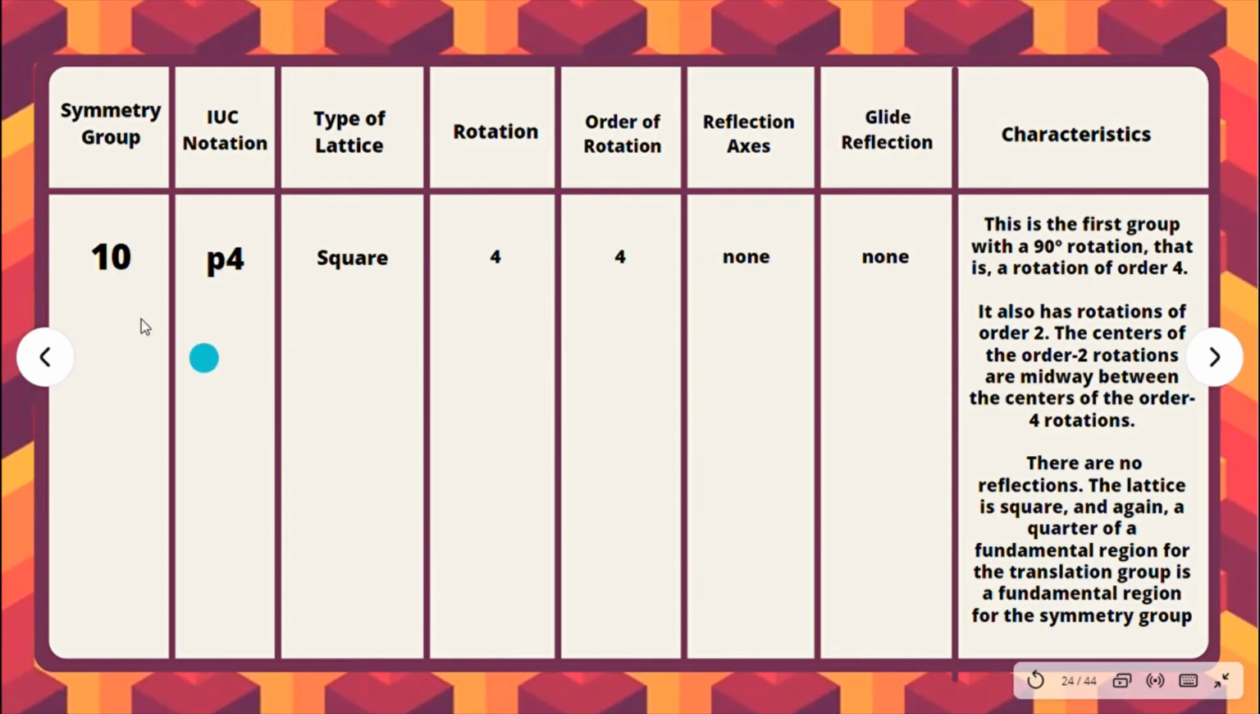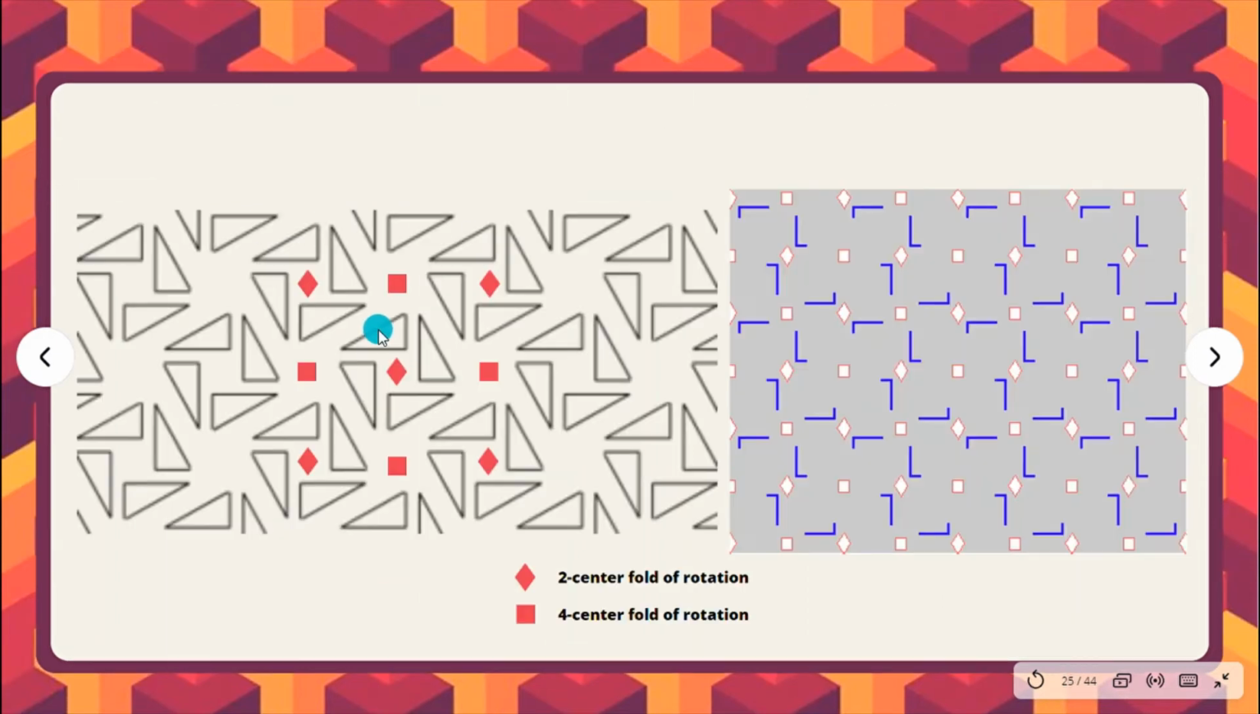Next, we have the 10th symmetry group. We have P4 for the IUC notation naming system. Next, we have the square for the lattice type. We have 4 rotations and 4 rotational orders, which means this is a 90-degree angle of rotation. For the 2 types of reflections, we don't have those categories. And for the fundamental region, we have the quarter of a square.